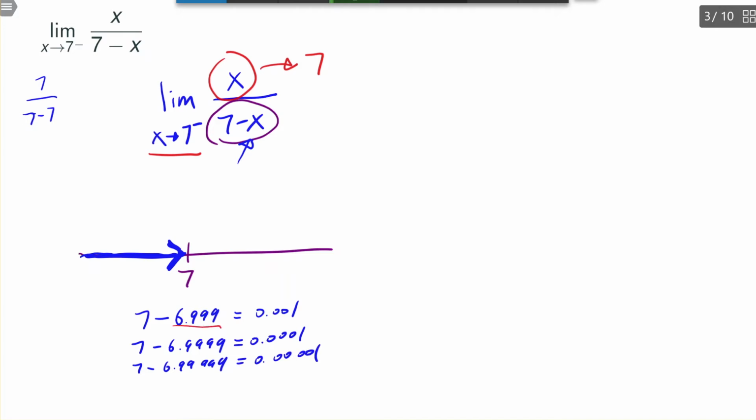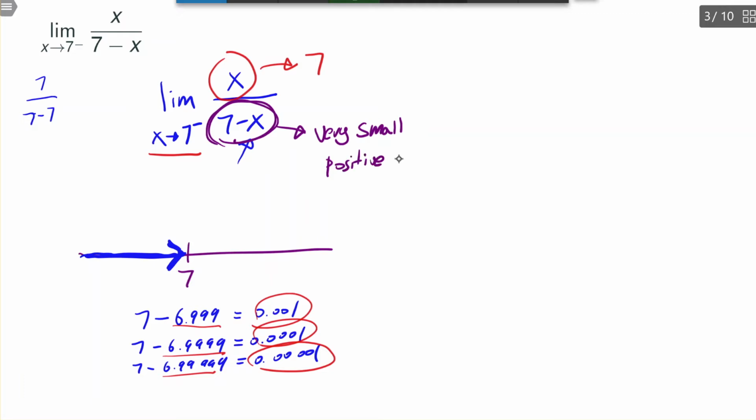As these values get close to 7 from the left side, we're approaching a smaller and smaller positive number. So we can conclude that this expression, 7 minus x itself, is approaching a very small positive number. But it's very small, it's infinitely small. Follow this trend.